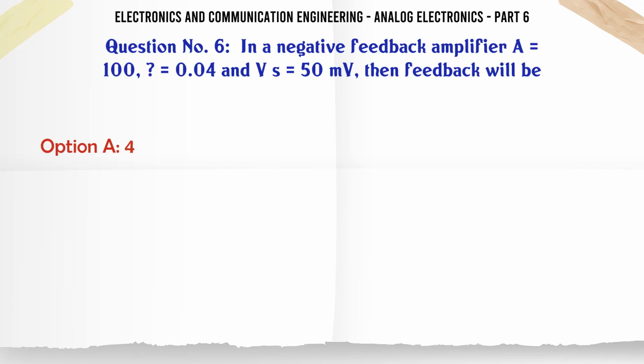In a negative feedback amplifier, A is 100, β is 0.04 and Vs is 50 mV, then feedback will be A. 4, B. 8, C. 10, D. 2. The correct answer is 4.